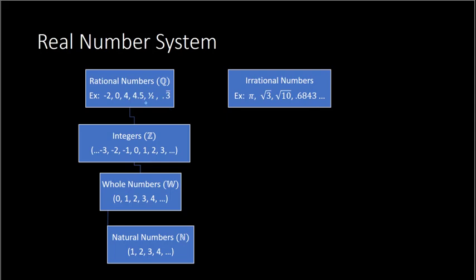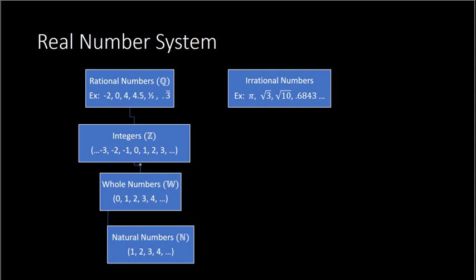Now under rational numbers, we have more specific categories. So integers is the next category. And this would include any negative number or 0 or positive number that is not a fraction. So this would not include things like 1/4 or -2/3 or 3.7. None of those would be integers. It's just going to be numbers without fractions. Could be negative, could be 0, and it could be positive.